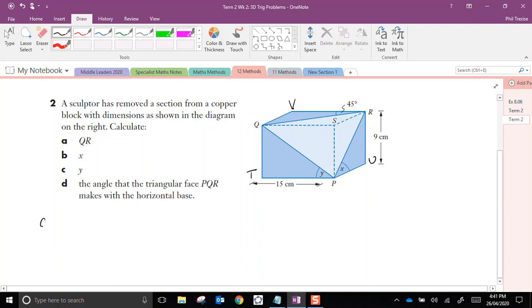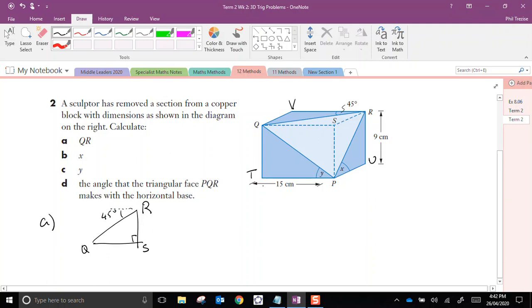So for part A, I'm interested in QR. I think if I was looking down from above, then QSR would be a lovely right triangle. So Q would be there. Coming across to S, this would be the right angle here in this corner if looking from above, and over there to point R. Now what do I know about this? I know that that angle marked in there is 45 degrees.